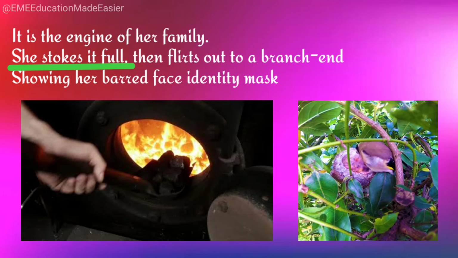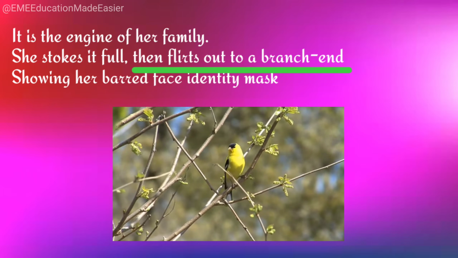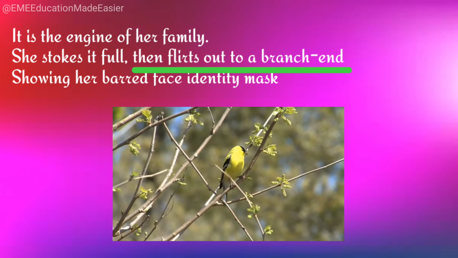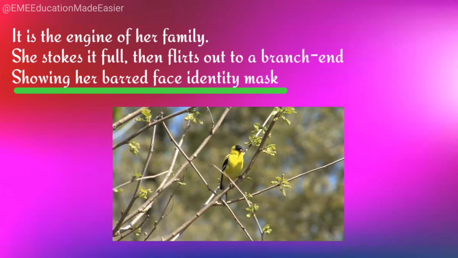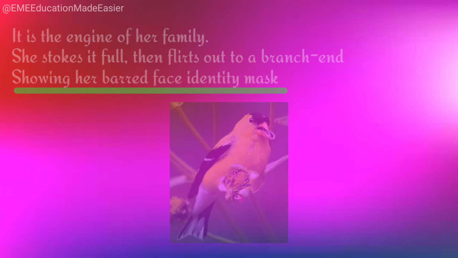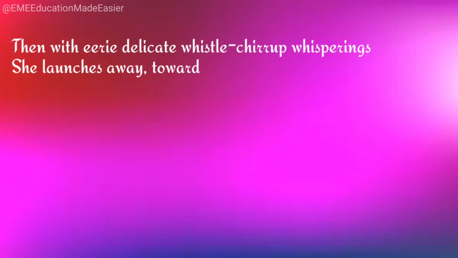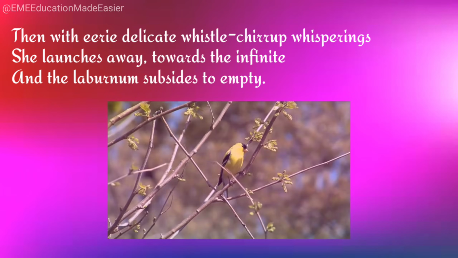After feeding the young ones, the goldfinch flirts, means comes out of the thickness of the laburnum tree and sits on the branch end, showing her barred face. So here, barred face means the striped face of wings that are the identity of a goldfinch. Next three lines go like this. Then with eerie, delicate whistle chirp whisperings, she launches away towards the infinite sky, and the laburnum subsides to empty.